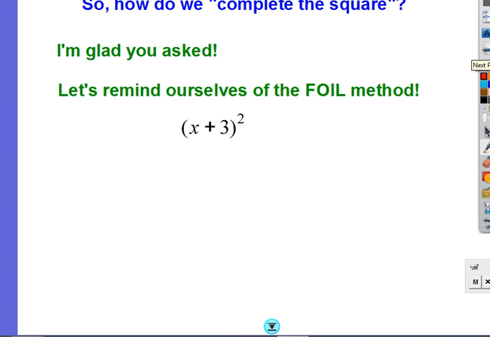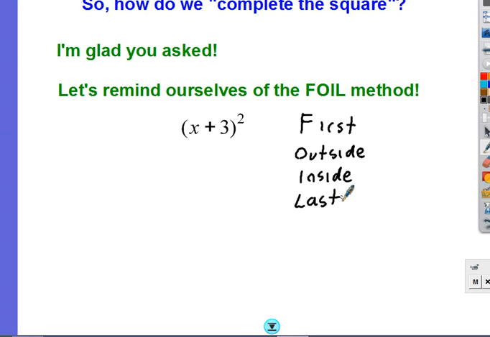The first one is we'll just remind ourselves of the FOIL method. You may remember that FOIL stands for first, outside, inside, last. It's just a nice way of remembering that when you're expanding grouping symbols, you can use this method. So of course we know that we can write x plus 3 all squared, which is what we've got here, as x plus 3 times x plus 3.